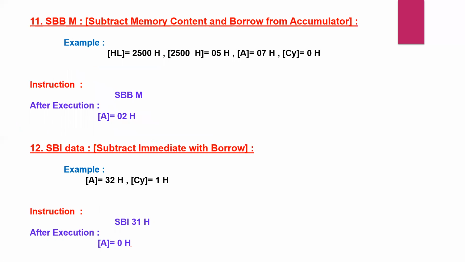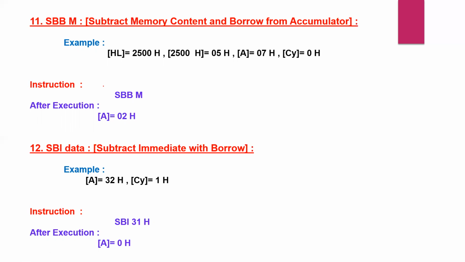Now next instruction is SBBM, that is subtract memory content and borrow from accumulator. In this instruction, the contents of memory location whose address is stored in HL pair along with the carry bit are subtracted from the content of accumulator and the final result is placed in accumulator.